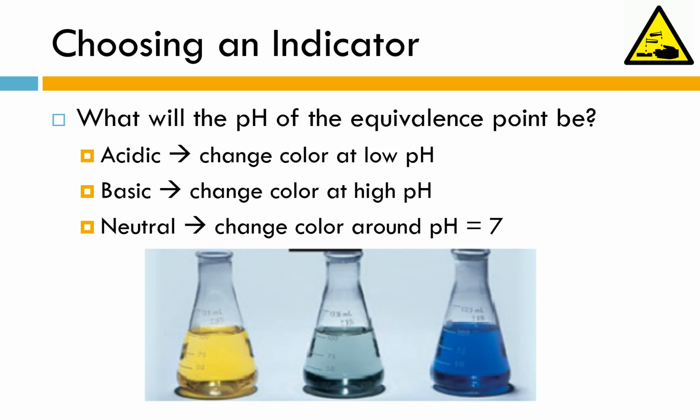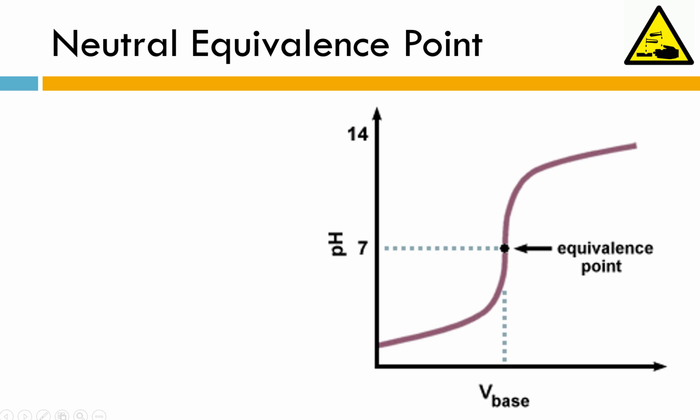So choosing an indicator is really all about understanding the strength of the acid and base and anticipating whether the endpoint or the equivalence point is going to be acidic, basic, or neutral. So let's take a look at some titration curves. Here's an example of one with a neutral equivalence point.